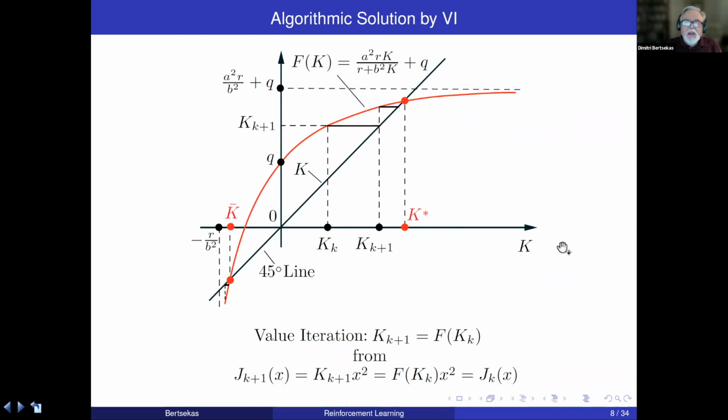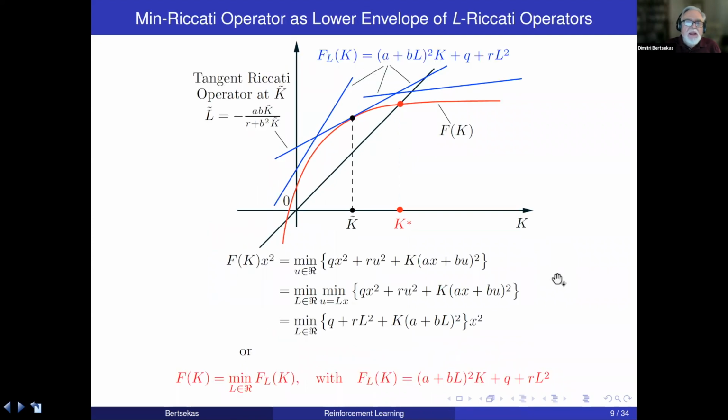Okay, so we have constructions of solutions of the Riccati equations. We have value iteration. And now let's try to visualize the min-Riccati operator as a lower envelope of the L-Riccati operators. Remember, all these blue lines that correspond to linear policies lie above the red line. And I claim that they go all the way down to touch the red curve.